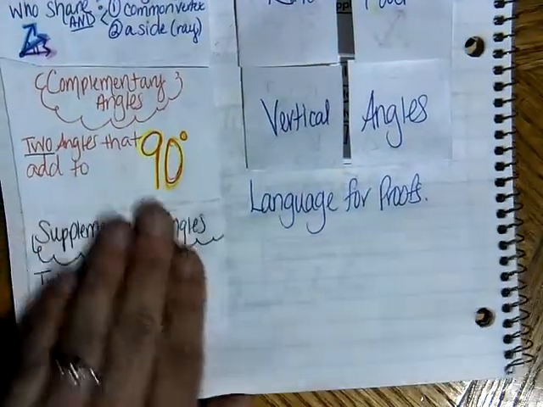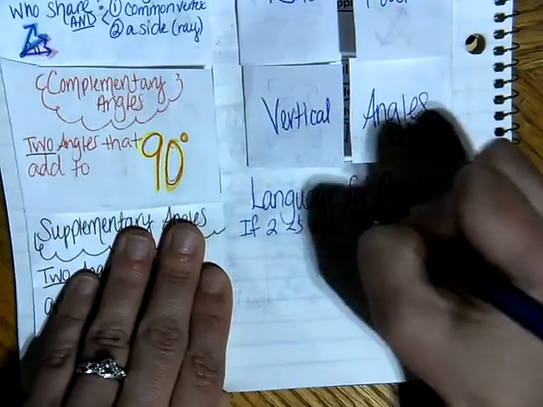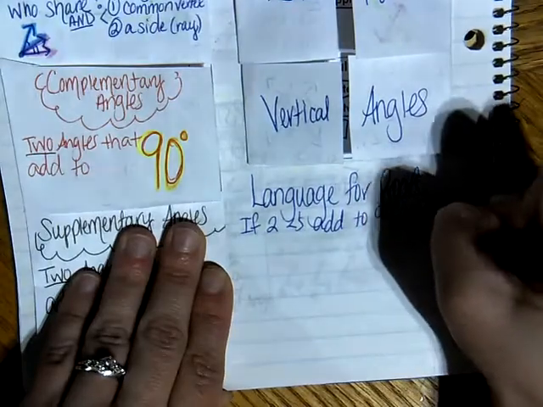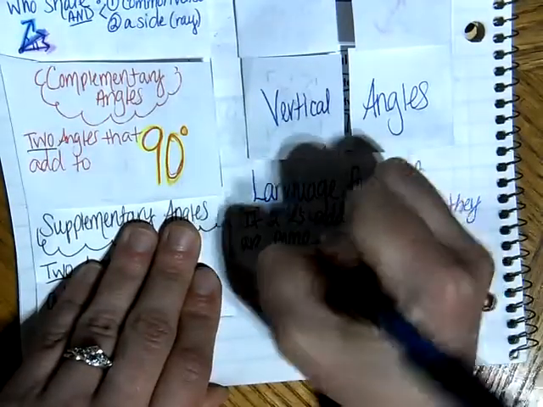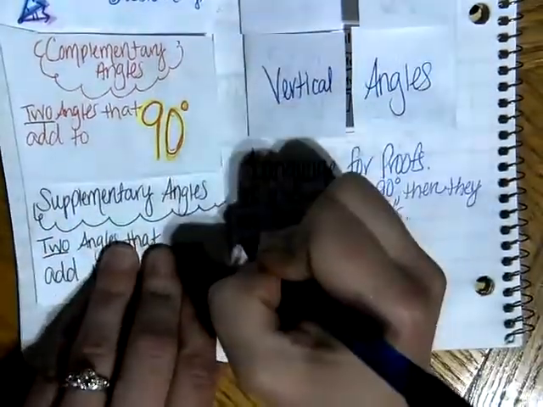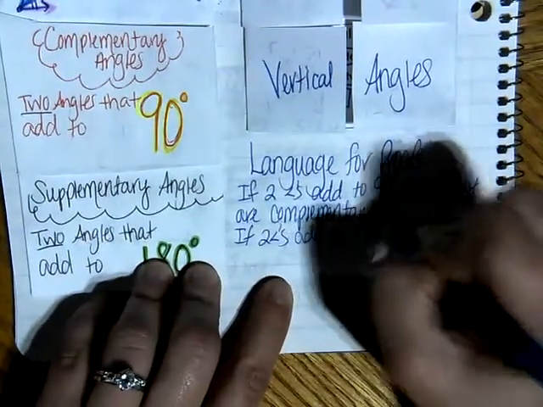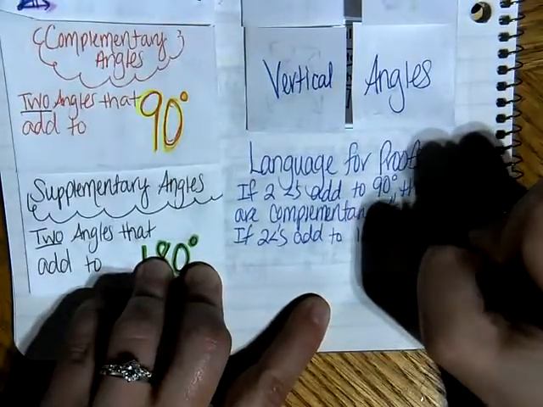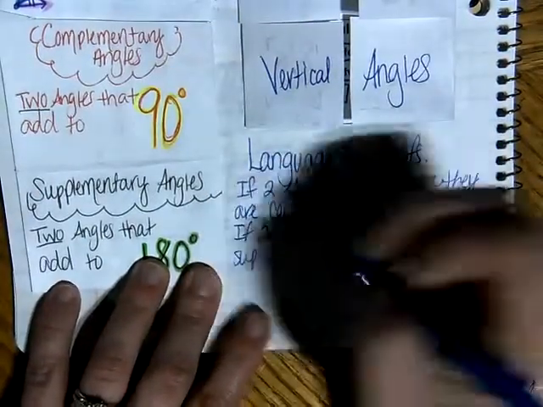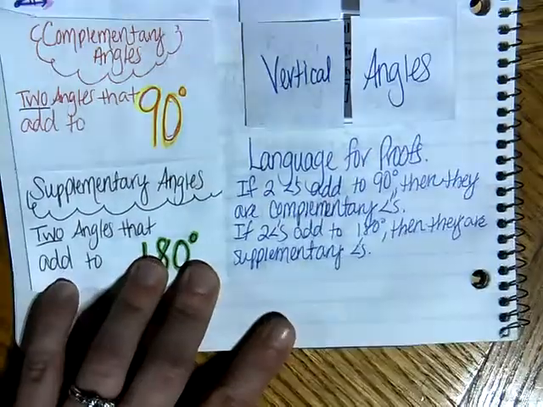Will be as follows. You might say, if two angles add to 90 degrees, then they are complementary angles. You might see, if two angles add to 180 degrees, then they are supplementary angles. You might see the word sup. Sup means supplementary. So that might be language that you see in proofs. So these are two statements.